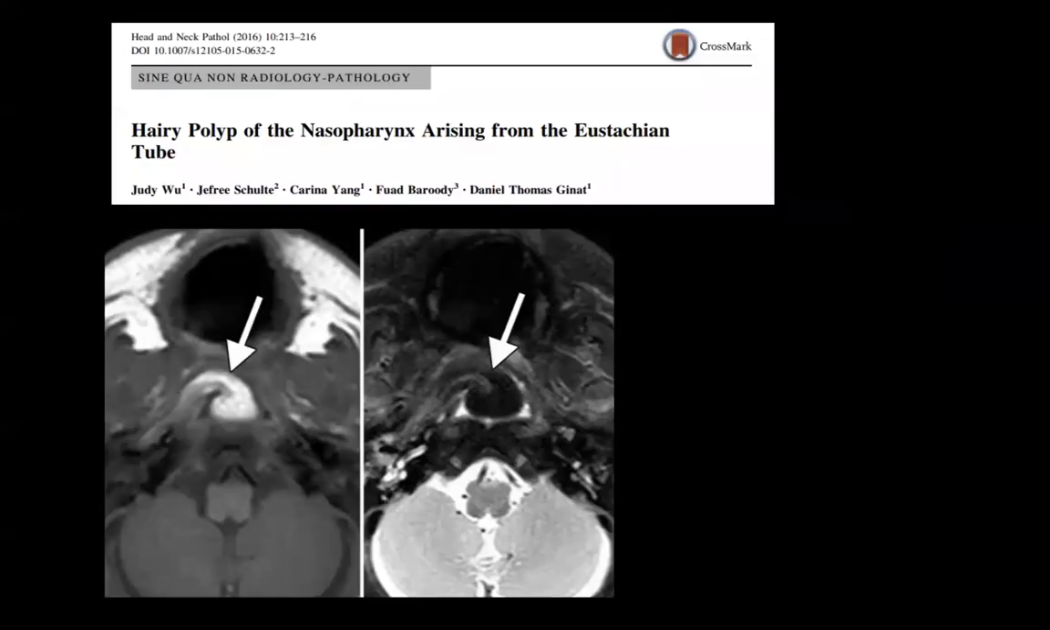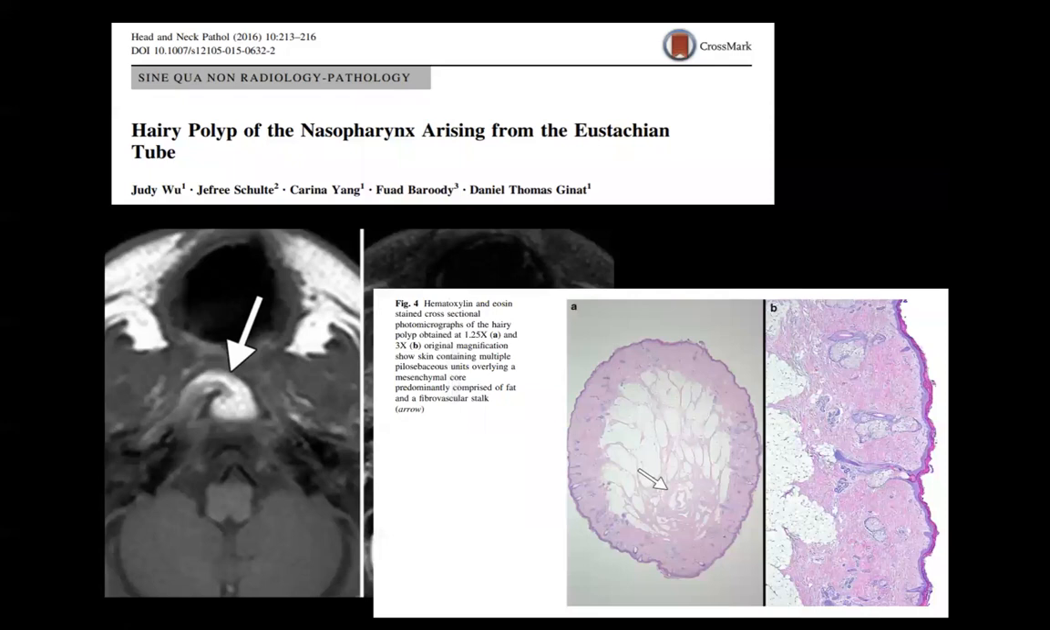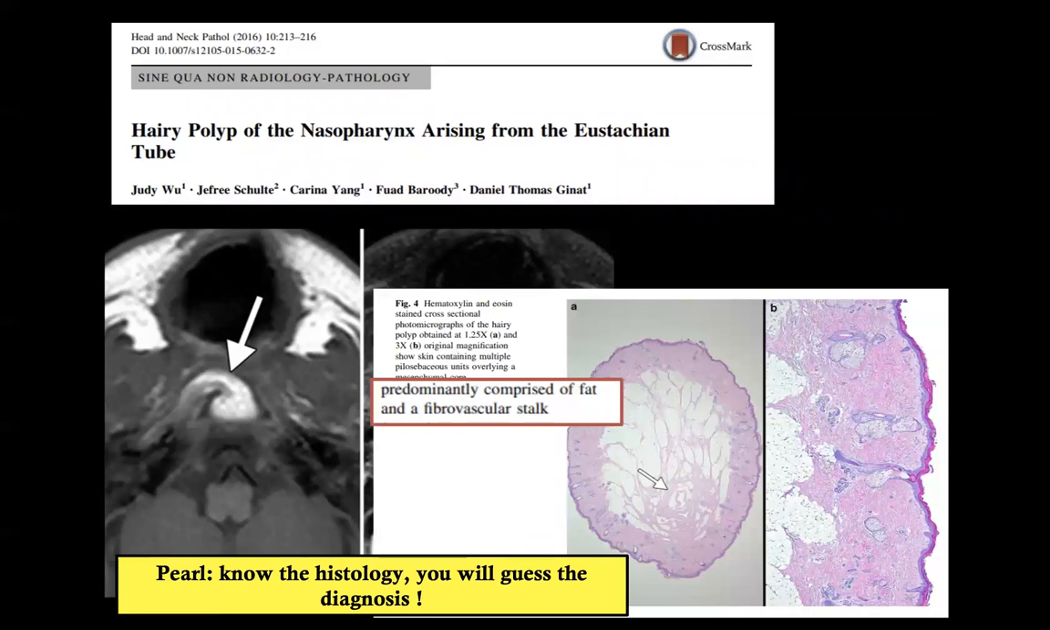This is a variant of a dermoid, a hairy polyp, and you can see they normally originate from the Eustachian tube, and they have this fibrous stalk surrounded by fat, and there is an embryological explanation for that. I don't have time to go into details, but it's very, very important that you remember that once you know your histology, you know how the images look like, and vice versa.